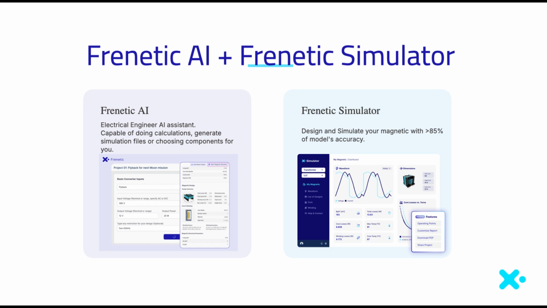So the first one is Frenetic AI. It's designed for converter design. You can do some calculations, you can download the LTSpice files, and you can also see all the specs you need before going to the Frenetic magnetic simulator. This is for customizing your magnetic, and it's based on different data and scientific models. So Marcus, today you are going to use more the Frenetic magnetic simulator, maybe? Yes, focusing more on the Frenetic simulator than on Frenetic AI.